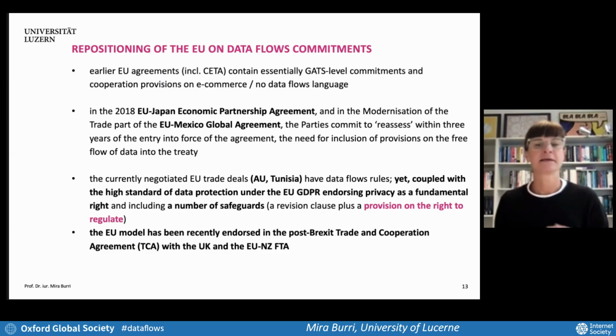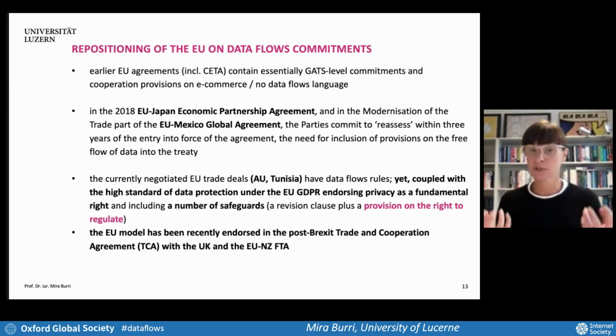Now the EU, also as Susan pointed out, does have a template, and it's a relatively clear template that for the first time replicates some of the US-like, CPTPP-like provisions. They say, well, we agree we're going to have a ban on data localization measures with certain exceptions. We're also going to commit to the free flow of data, yet those must be coupled with high standards of data protection coming from the EU General Data Protection Regulation, and endorsing privacy as a fundamental right.